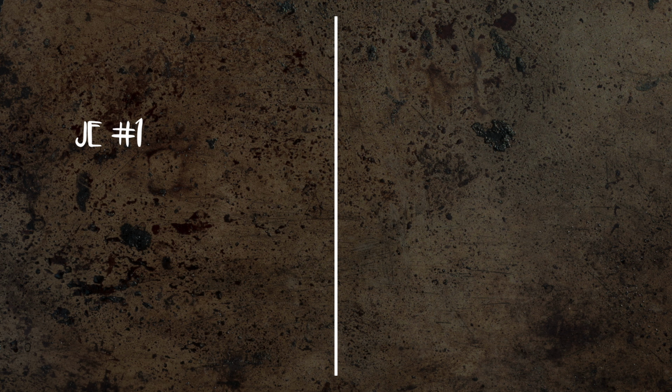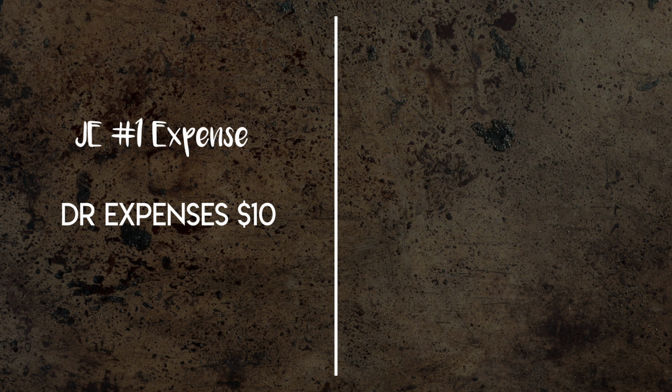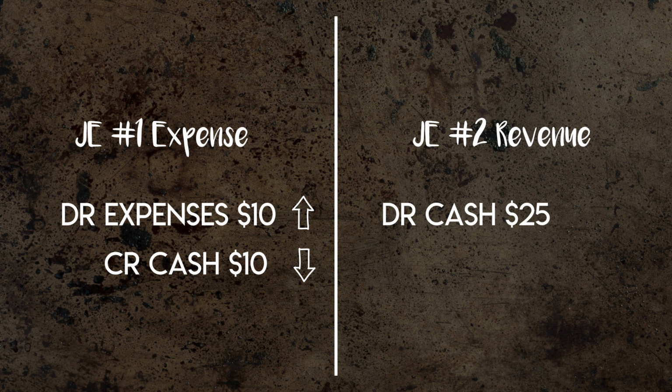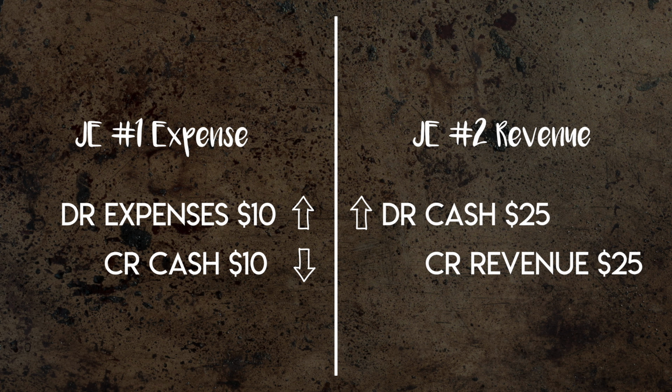First, you need to record the expense, which in this case is the cost of buying the ingredients for the cake. You debit your expenses by $10 to increase them, and you credit your cash by $10 to reduce your cash balance. You then need to recognize your revenue, which is the $25 that the customer pays you. You debit your cash by $25 to increase it, and you credit your revenue by $25 to increase it as well.